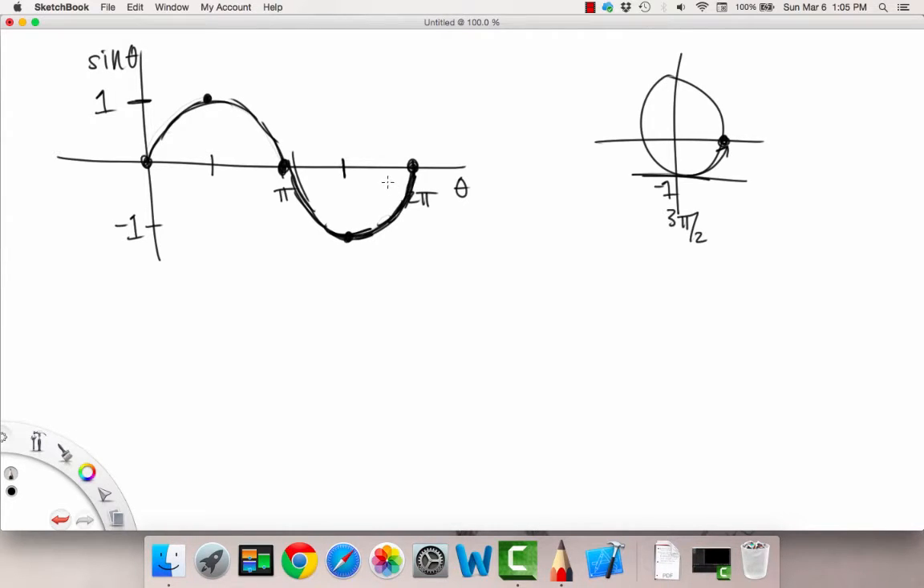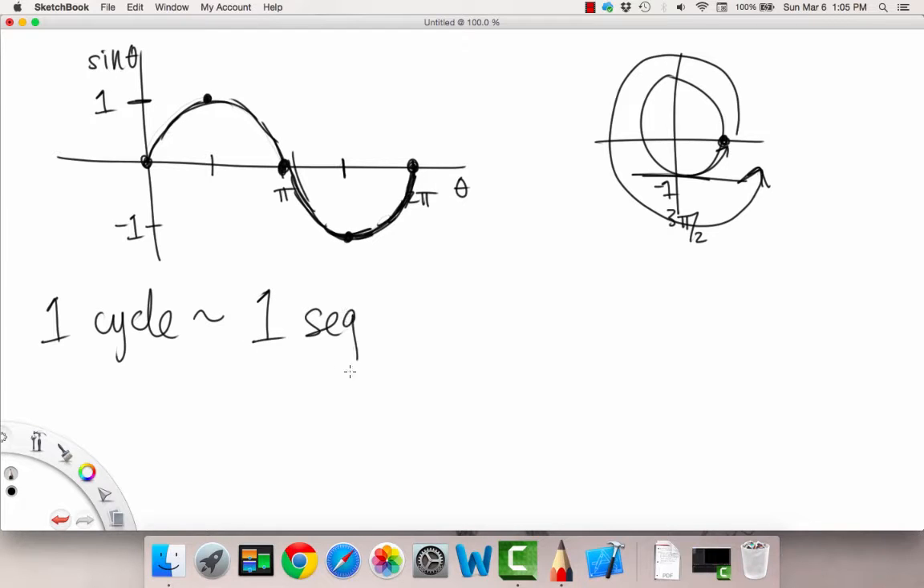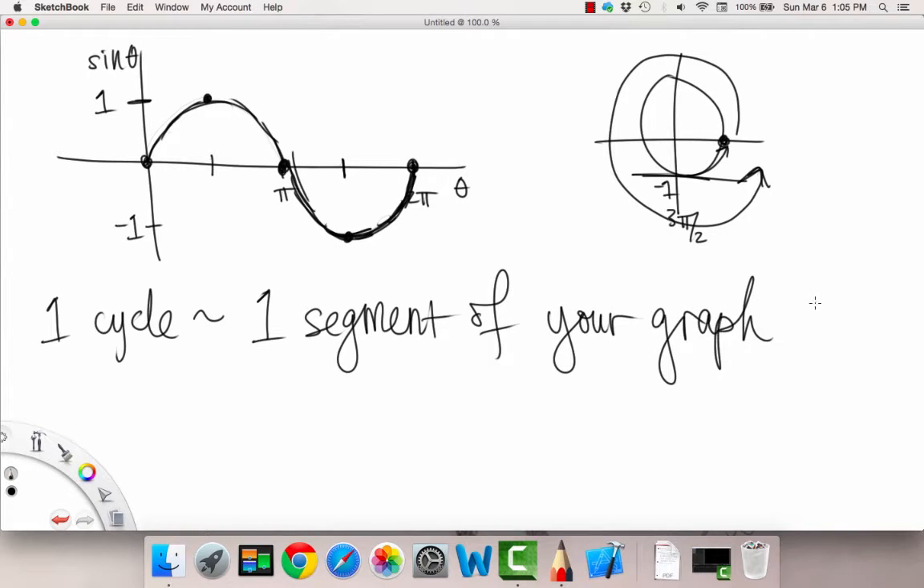Now, this is what's called one cycle, because we went around the unit circle one time. And not only that, this is just specific to the unit circle, but one cycle corresponds to one segment of your graph, or of your function, that is the repeating pattern.